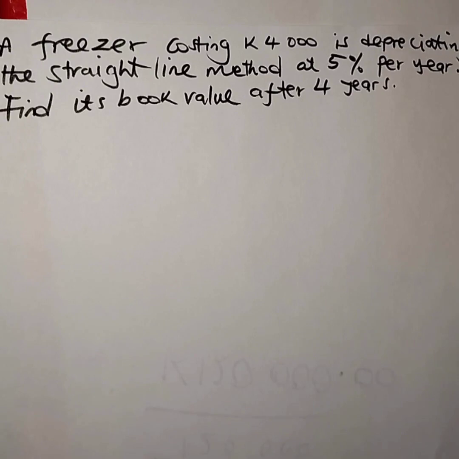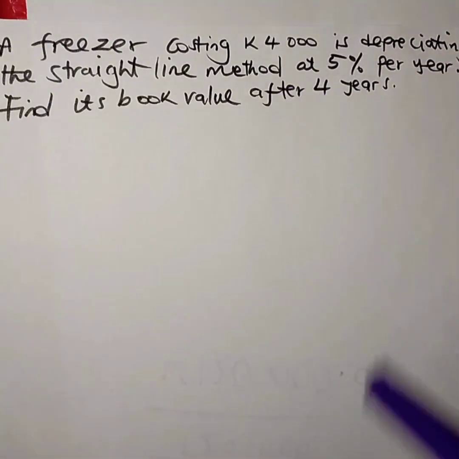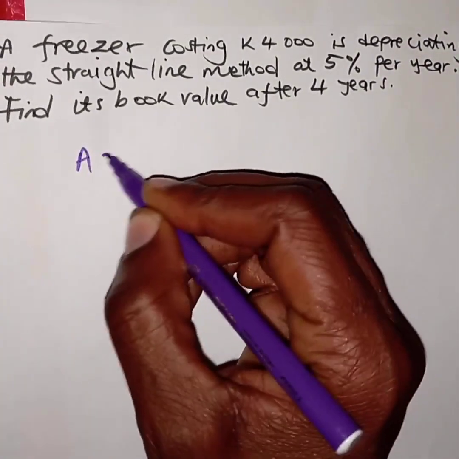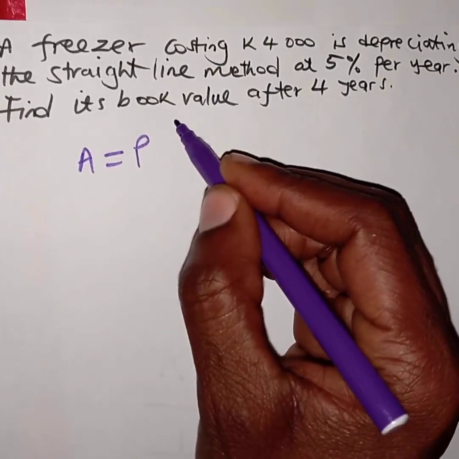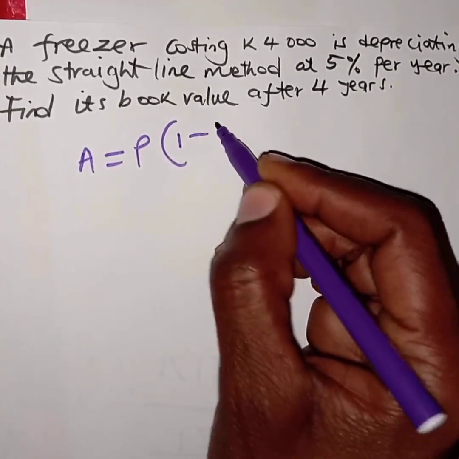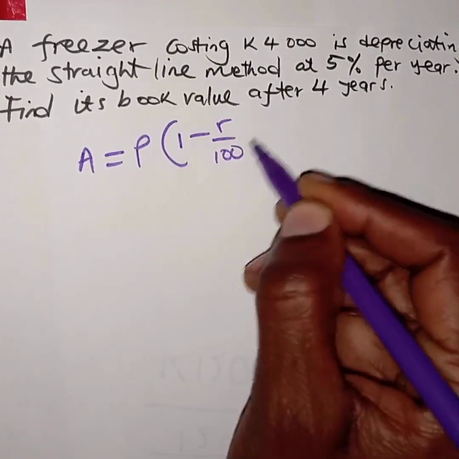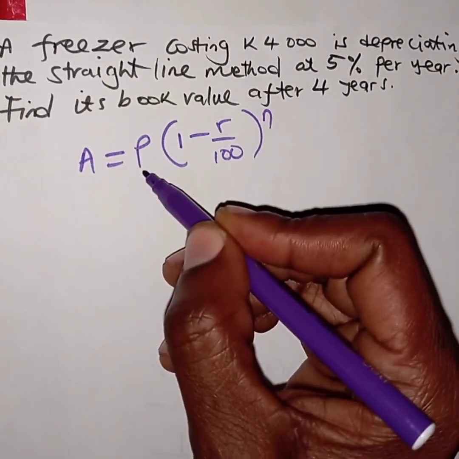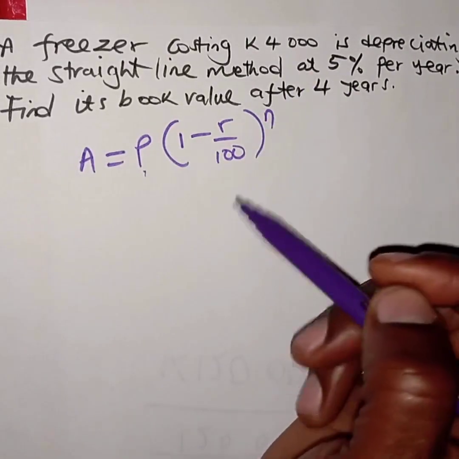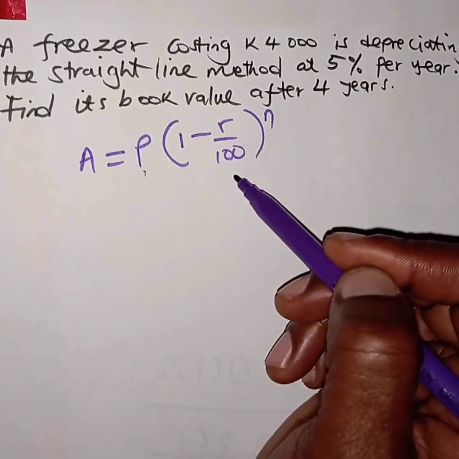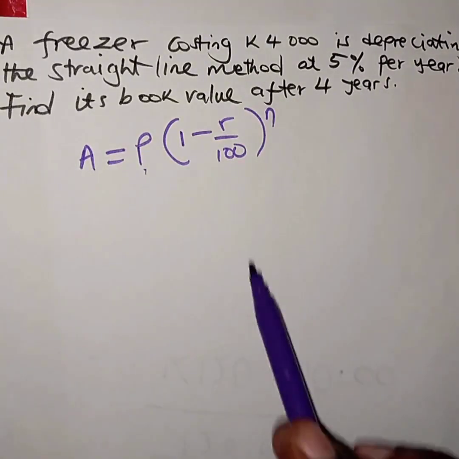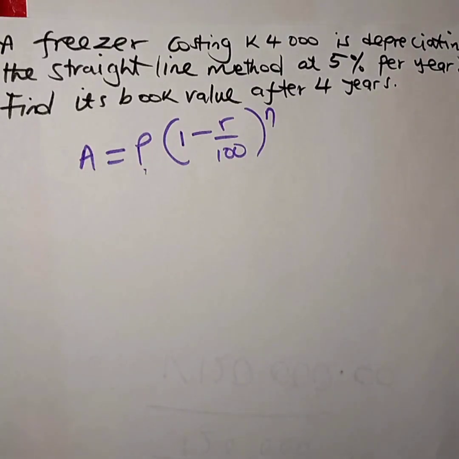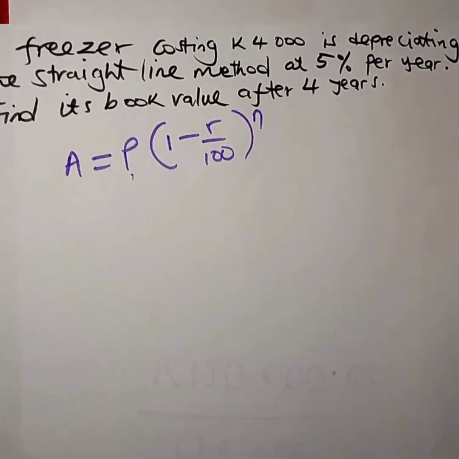So, a straight line method that we have been commanded to use, you use this formula. This is the straight line method. Amount is equal to principal times 1 minus rate over 100, to the power n. So this is the principal, in this case 4,000. Rate is the percentage, 5 out of 100, as you can see. Then n is the number of years. This is what we call a straight line method. So when they specify to use the straight line method, you must use it, because if you don't, you might lose marks.